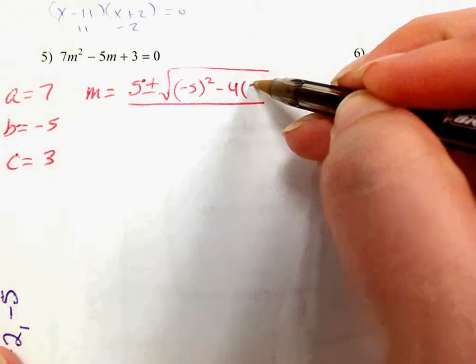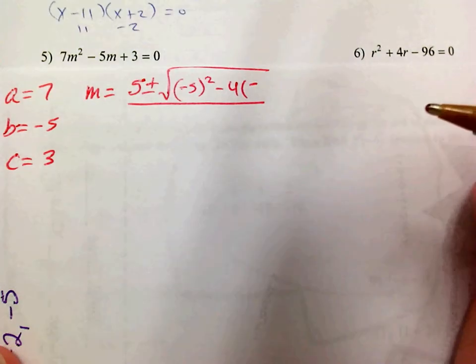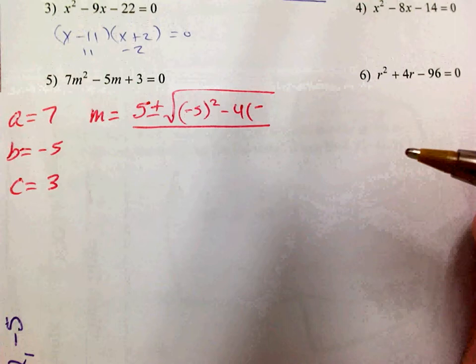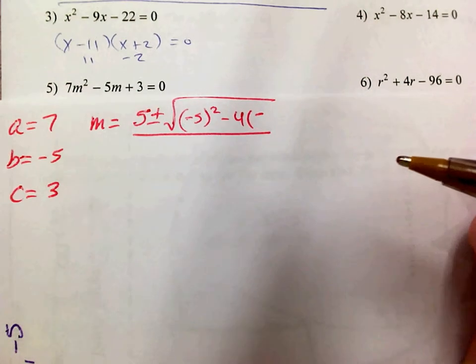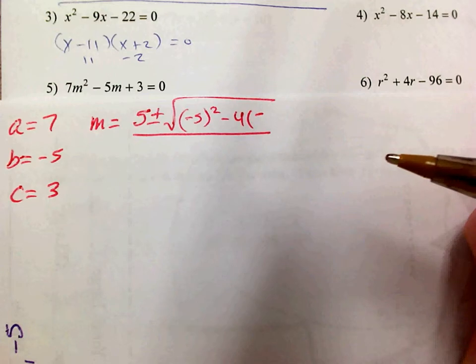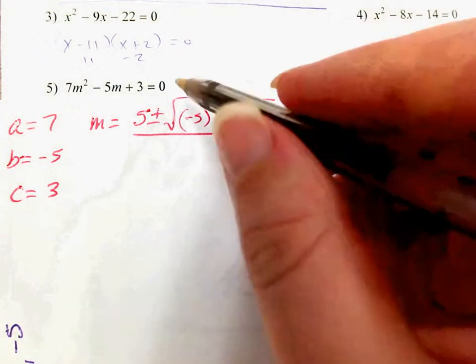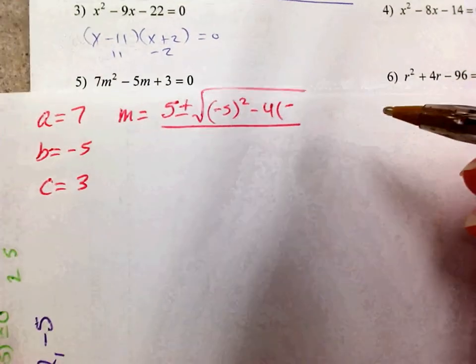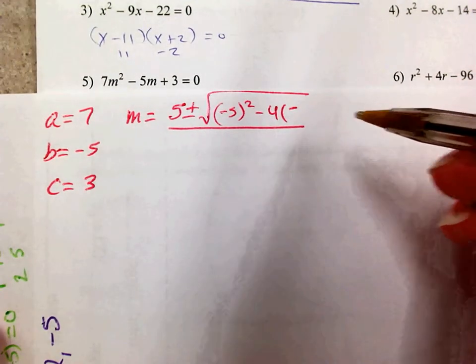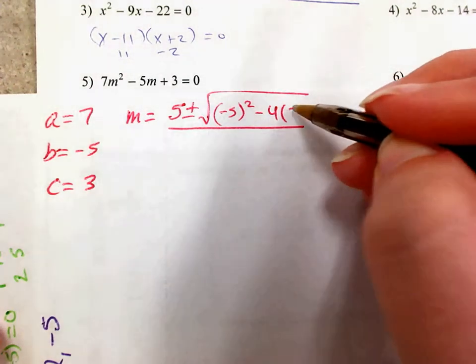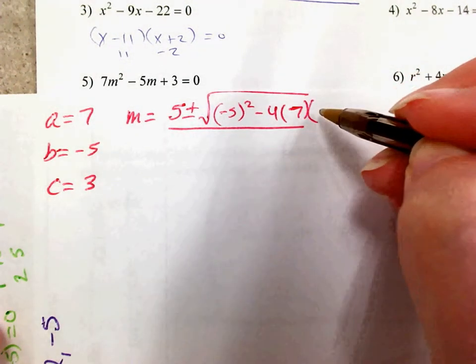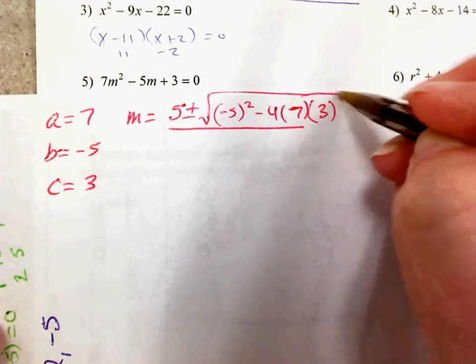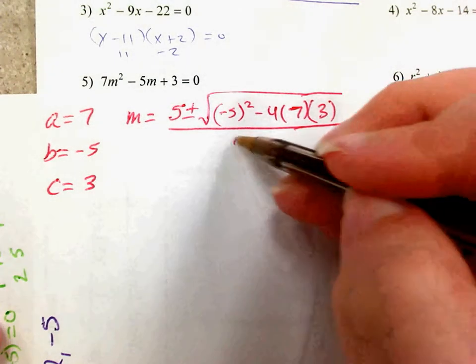Where? Oh, okay. Oh, because of my hand. Okay, I'll try and keep my hand a little bit further out. There we go. So, minus 4 times A times C. 3. Does that help? Okay, and then 2 times A. 7.